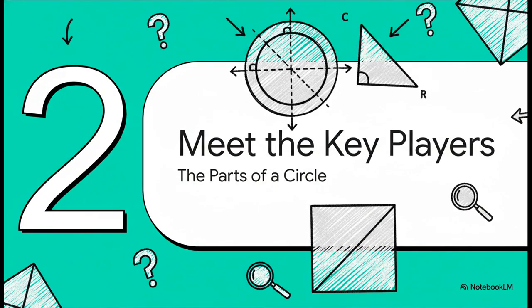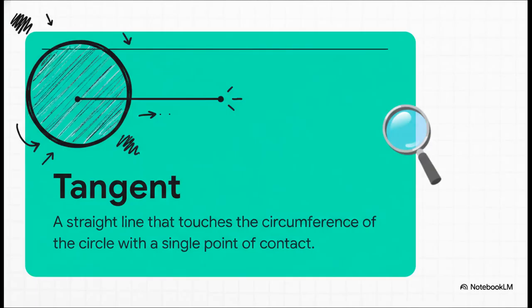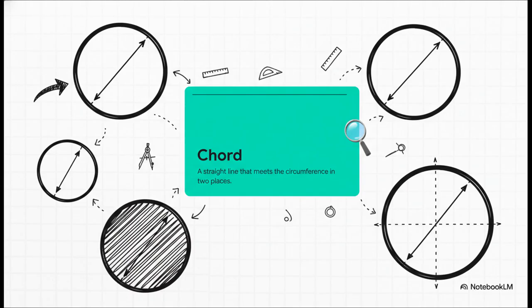But before we can crack this case wide open, we need to know who we're dealing with. So let's get familiar with the main characters in this geometric mystery. So first up, you've got the tangent. Just think of it like a line that perfectly skims the edge of the circle, right? It only makes contact at one, and only one, point. And then there's our other character, the chord. Super simple. It's just any straight line that connects 2 points on the circle's edge.